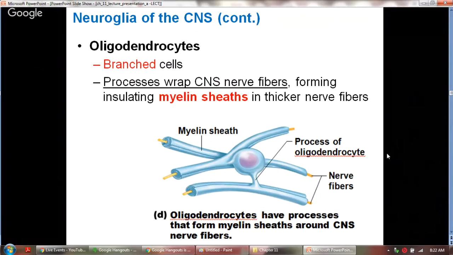The other type would be the oligodendrocytes. They are also branched cells. They process and wrap central nervous system nerve fibers, forming an insulator, which we call the myelin sheaths, in thick nerve fibers.